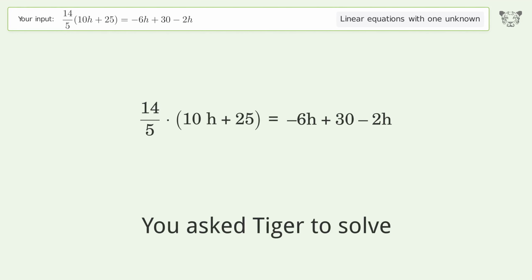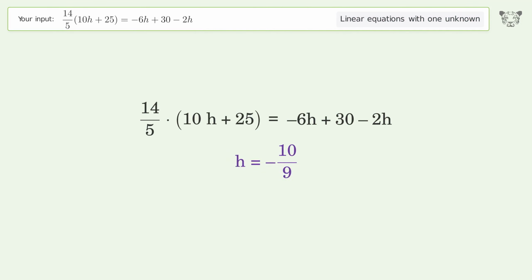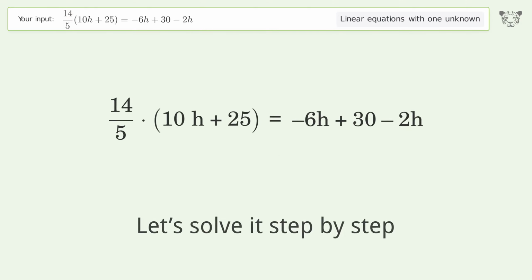You ask Tiger to solve. This deals with linear equations with one unknown. The final result is h equals -10/9. Let's solve it step by step.